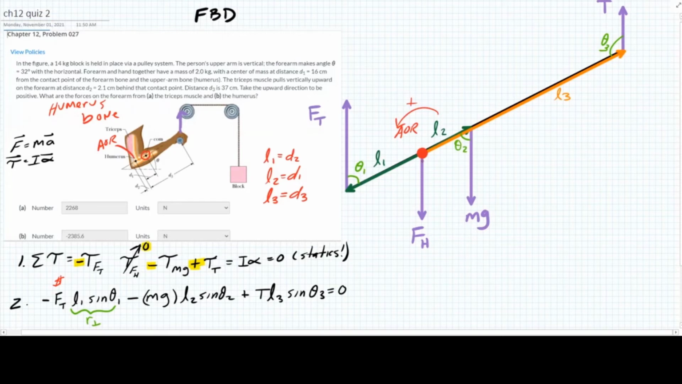L3 is the distance from the AOR, this orange vector, to the point of application of the tension force, and that's D3. All right, they give you this as theta. They're saying this is theta. Okay. So they are giving me that as theta. So for me, theta 1 equals 90 degrees minus theta. Theta 2 equals theta 1 because they're alternate angles.